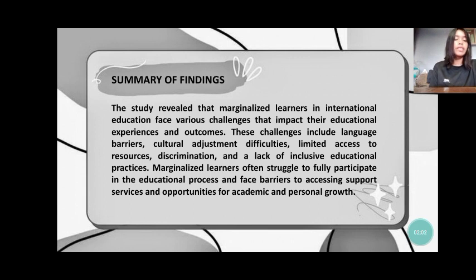Next is the summary of findings. The study revealed that marginalized learners in international education face various challenges that impact their educational experiences and outcomes. These challenges include language barriers, cultural adjustment difficulties, limited access to resources, discrimination, and a lack of inclusive educational practices. Marginalized learners often struggle to fully participate in the educational process and face barriers to accessing support services and opportunities for academic and personal growth.